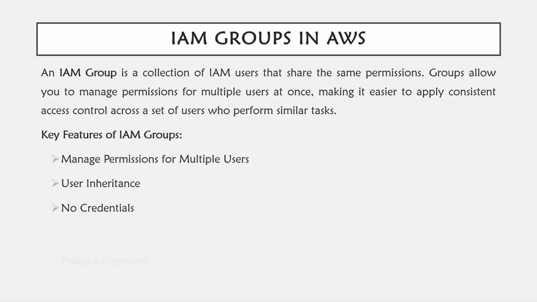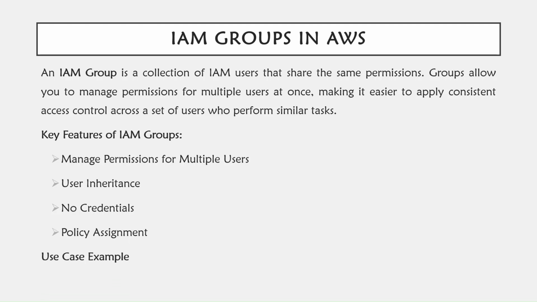So the next we have is policy assignment. Permissions in IAM groups are defined by policies. Policies are attached to the group and users inherit these policies. Policies define what actions users in the group are allowed or denied to perform on AWS resources.